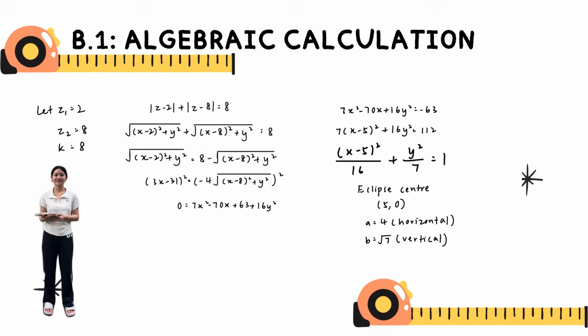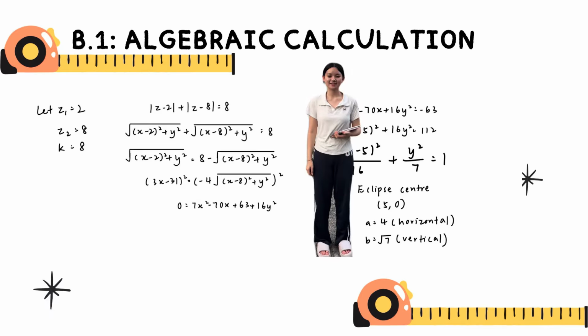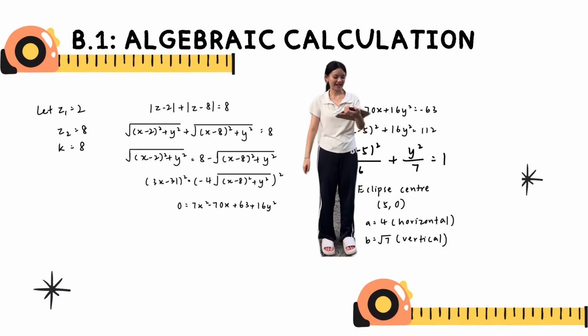Moving on to part B, the elliptical locus. I'm Alicia and I'll be explaining B1, the algebraic calculation. First, I'll set my points z1 equals 2, z2 equals 8, and k equals 8. By setting the sum of distances to 8, we get this equation, that geometrically represents the ellipse.